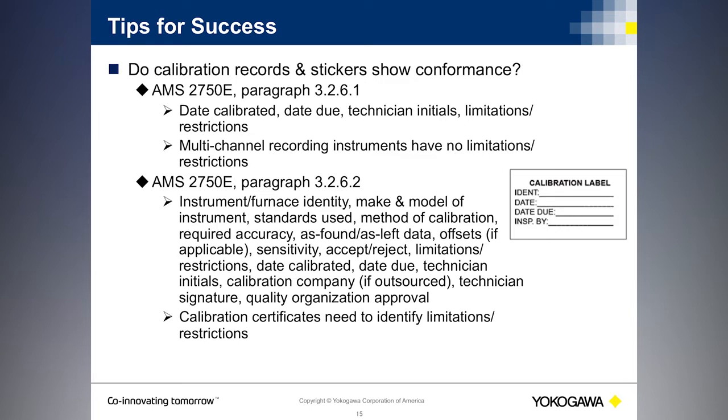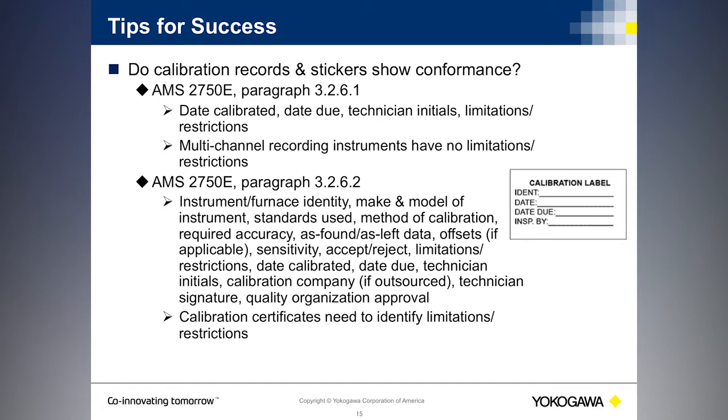Do instrument calibration records and stickers show conformance to the requirements of 2750 or more stringent customer requirements? AMS 2750, paragraph 3.2.6.1 is very explicit of what a calibration sticker requires, as well as paragraph 3.2.6.2 gives you strict requirements of what the documentation requirements are. Most of the time when we see non-conformance written against this checklist question, it usually has to deal with something as simple as missing information from the documentation.